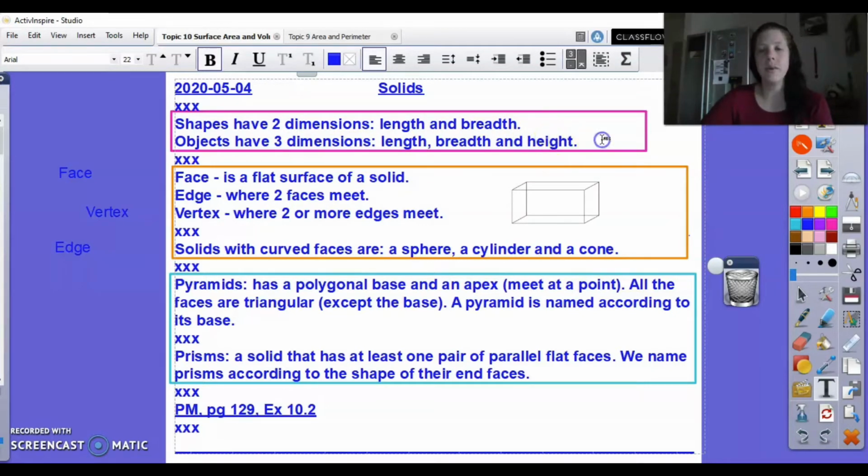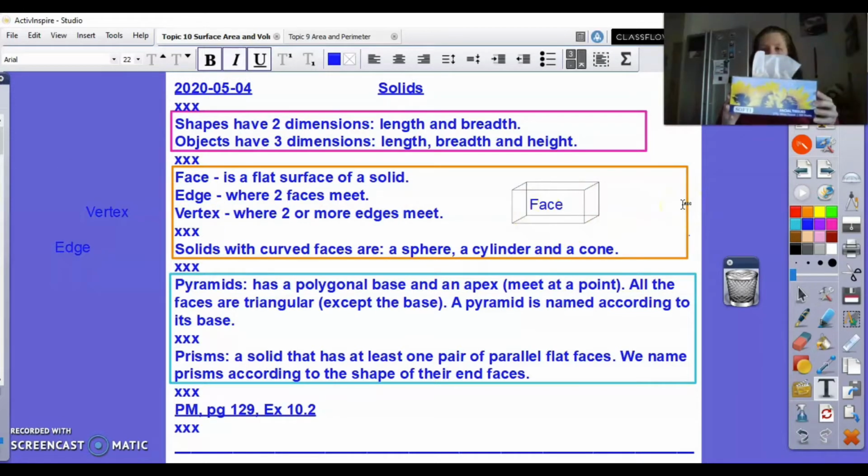So later on when we start talking about volume and capacity, we'll measure in 3 dimensions. We'll multiply length by the breadth and by the height. And then our units would be centimeters cubed or meters cubed or millimeters cubed. Okay, 3 dimensions. Right. In a solid, we have a face, an edge, and a vertex.